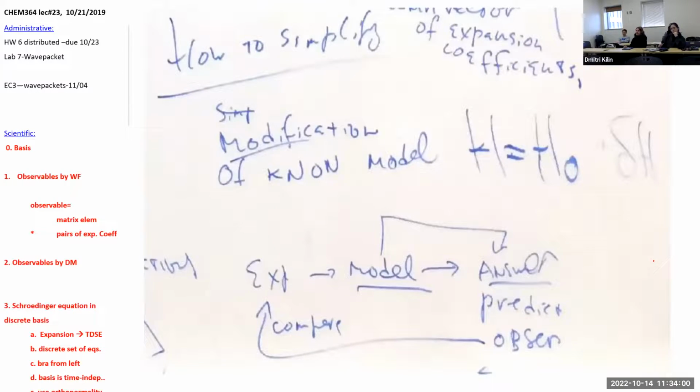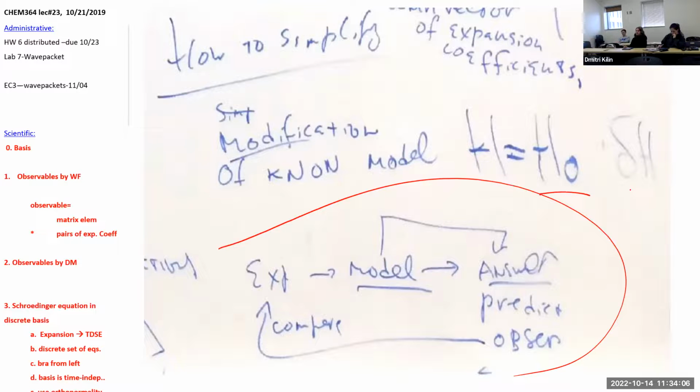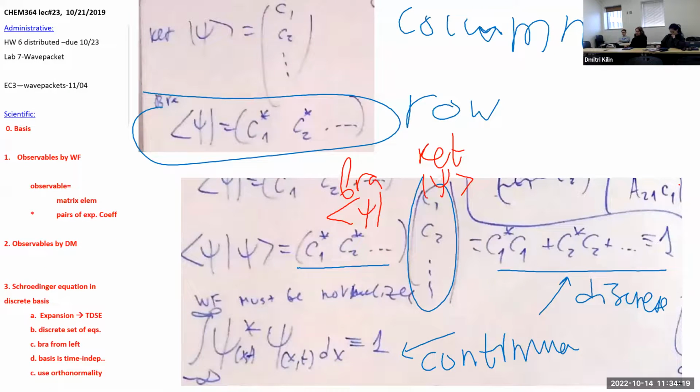Okay. Experiment, model, answer. It is a philosophy of science. The Hamiltonian is time independent plus something time dependent. When you have electromagnetic radiation, it makes the Hamiltonian time dependent. And then we have transitions, and the expansion coefficients are time dependent.